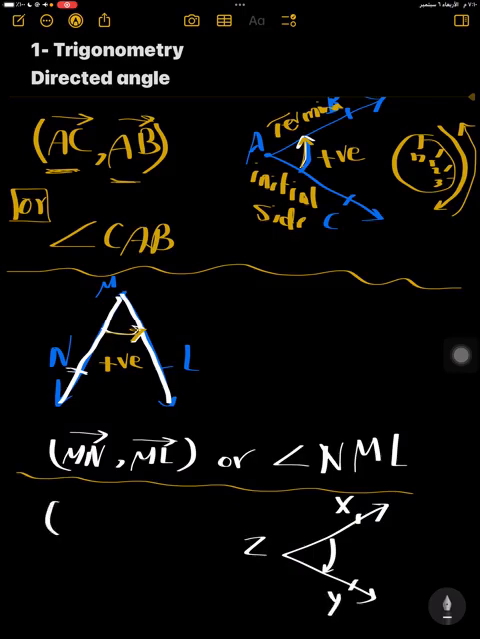Look at this example. To name this directed angle, we have two ways. At first, we write the name of the initial side. The initial side is ZX. And after that, we write the name of the terminal side, which is ZY.